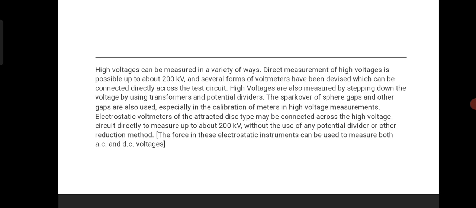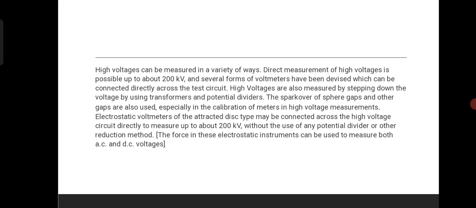High voltages can be measured in a variety of ways. Direct measurement of high voltages is possible up to 200 kilovolts, and several forms of voltmeters have been devised which can be connected directly across the test circuits. High voltages are also measured by stepping down the voltage using transformers and potential dividers.